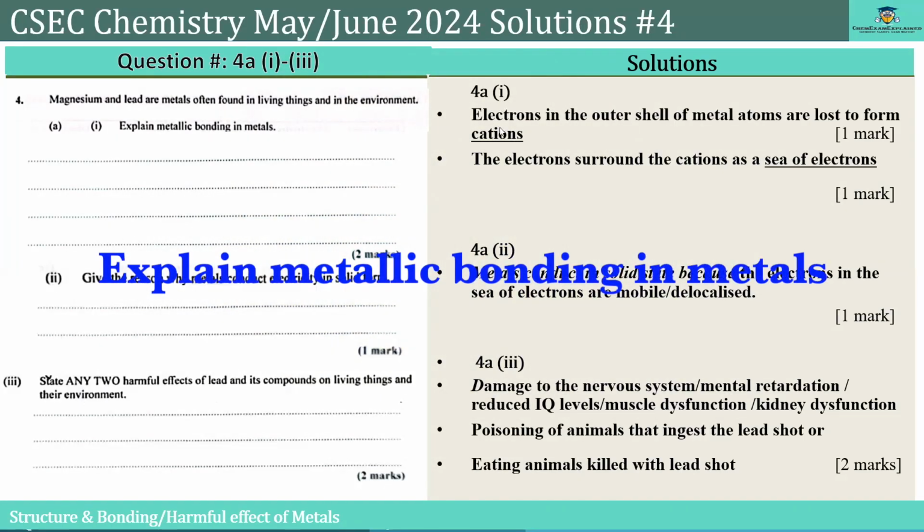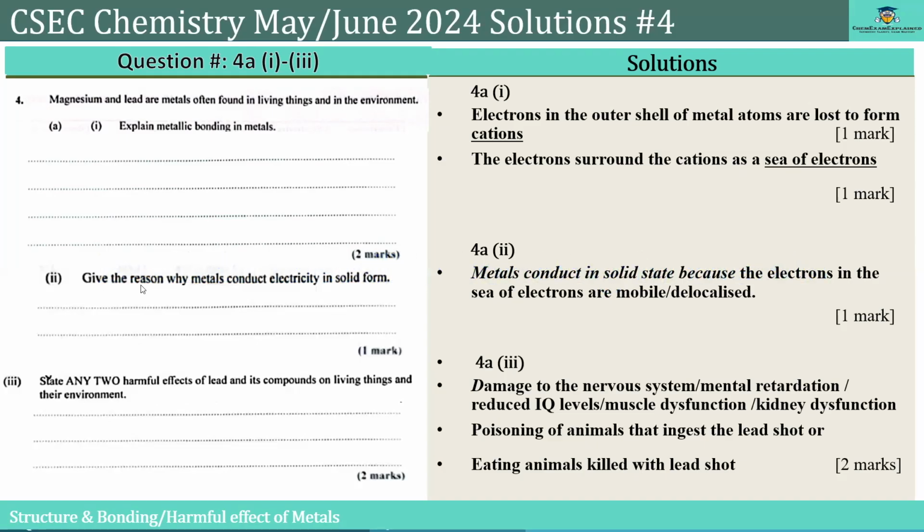4A Part 1. Electrons in the outer shell of metal atoms are lost to form cations. The electrons are surrounded by the cations as a sea of electrons. Part 2. Give the reason why metals conduct electricity in solid form. Metals conduct in the solid state because electrons in the sea of electrons are mobile or delocalized. That is, they are free to move around.